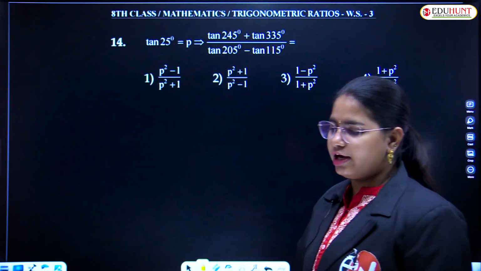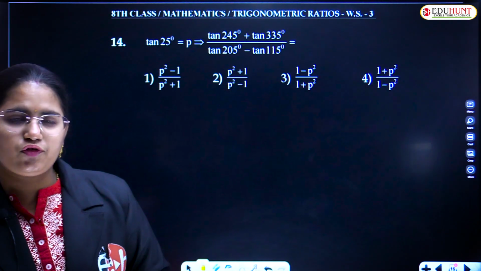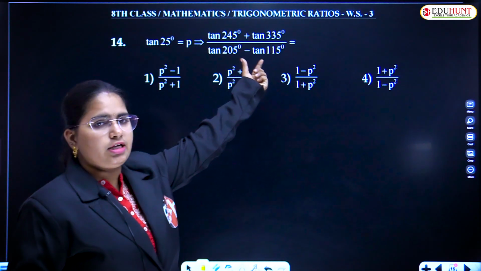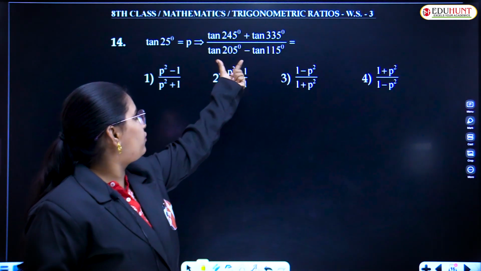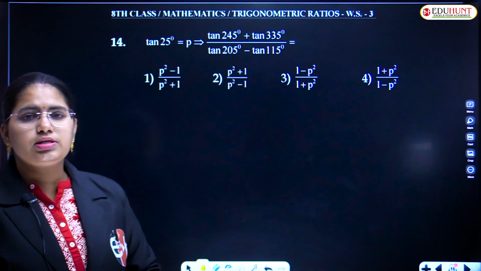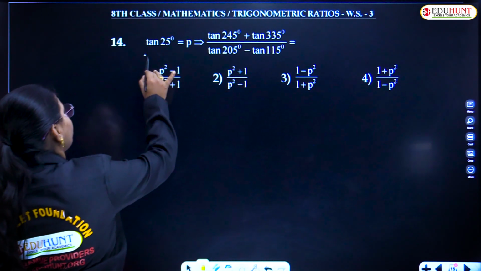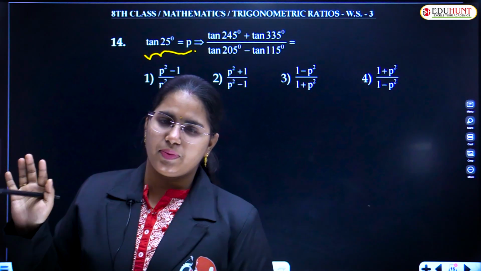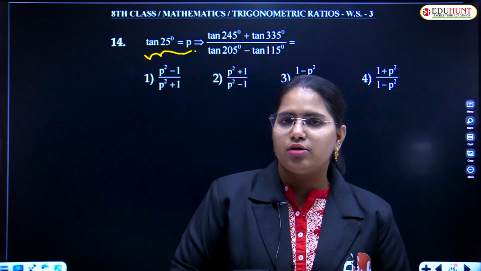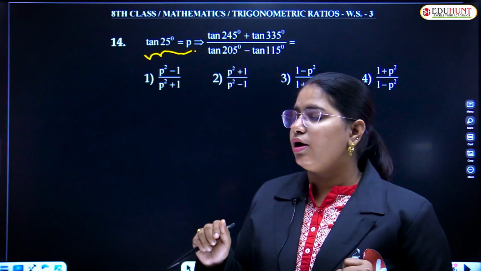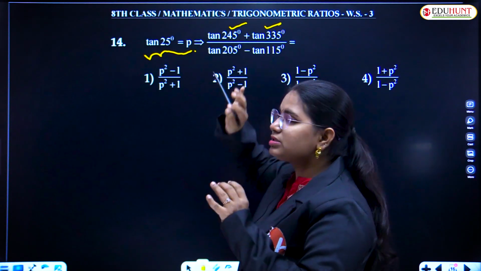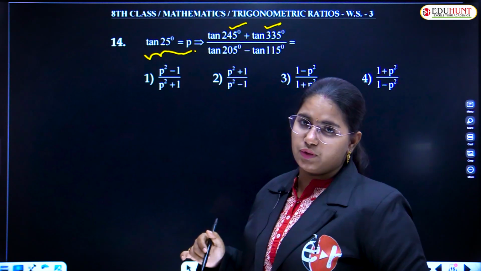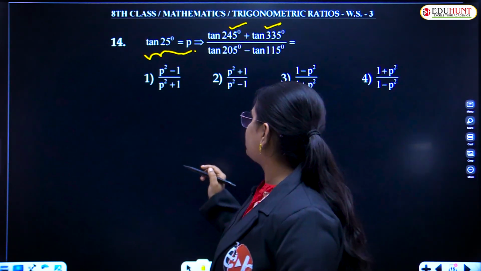Next one. If tan 25 degree is equal to P, then you need to find tan 245, tan 335 divided by tan 205 minus tan 115. This is what you need to prove, and you have a beautiful hint in the form of tan 25 degree having the value P. What I will be doing to solve this problem is converting every angle in terms of 25. How to convert? Let's check the problem.